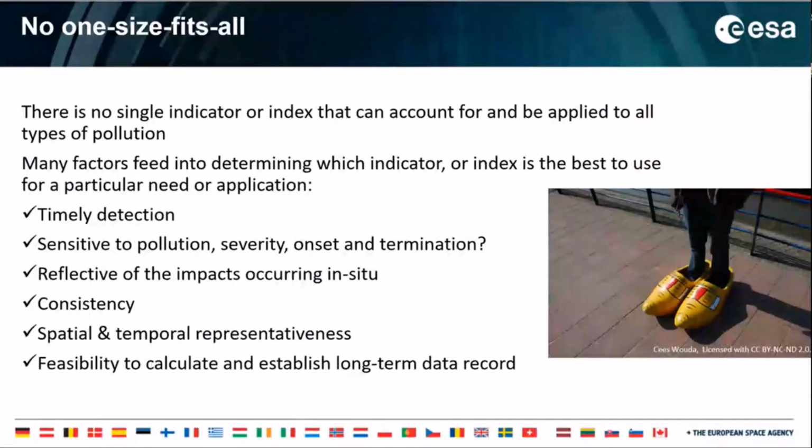Here is the thing, there is no single indicator or index that can account for and be applied to all types of pollution. Also, indicators are actually mingled with indices. But if you would like to be really precise, then you have data, you can take the data and convert them to indicators. You can have a set of indicators to create an index if you want it to be precise. But most of the time they are switched. In this case, we will be a little bit more careful.